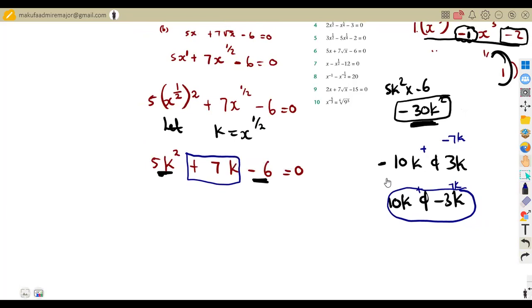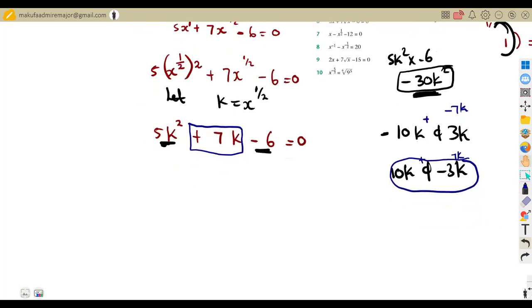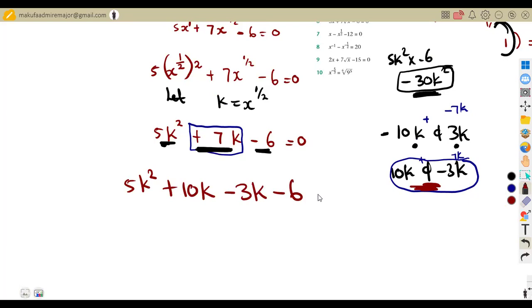All right. So you take those terms. Take note, the two terms that you got, 10k and minus 3k, you substitute them into the middle term. That is where you put them. So it is going to be 5k squared plus 10k minus 3k minus 6 is equal to 0. So what have we done?